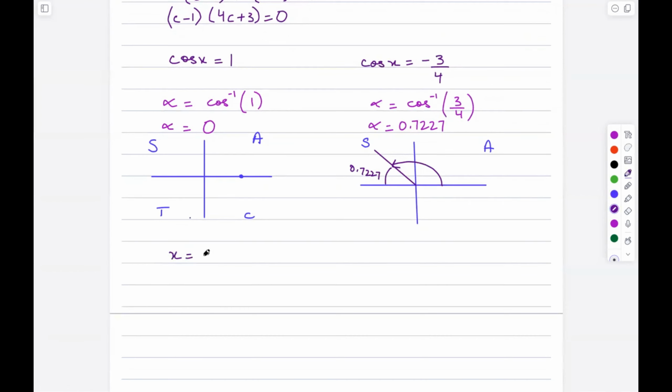So one value of x will be x equals 0 and the other value will be pi minus 0.7227, which is equal to 2.4188. Giving an answer to three significant figures, this will be x equals 2.42 radians.